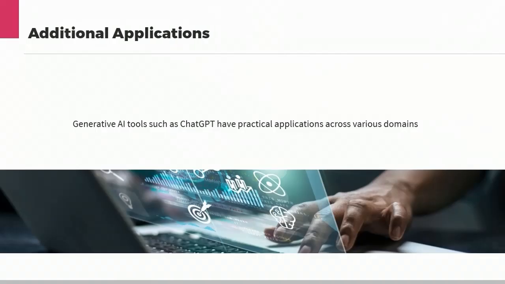Generative AI tools such as ChatGPT have practical applications across various domains. They are used to automate tedious tasks, simplify complex design processes, enhance customer experiences, and provide valuable insights in fields like medicine and research. Let's now take a closer look at a few specific applications of this technology in real-world sectors and scenarios.